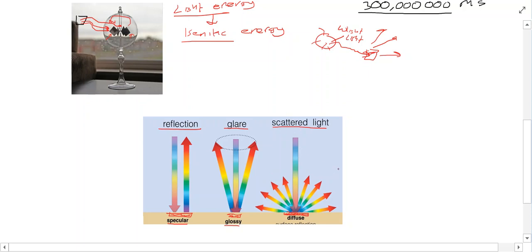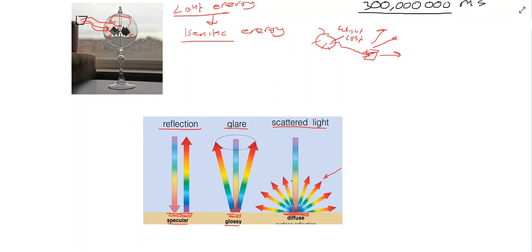Now it's actually a good thing that it does scatter the light, because objects scatter light in this particular pattern, it enables us to actually see the objects. If it didn't scatter light like this, objects would be invisible to us. We wouldn't be able to pick them up with the eye, with the sense of the eye.